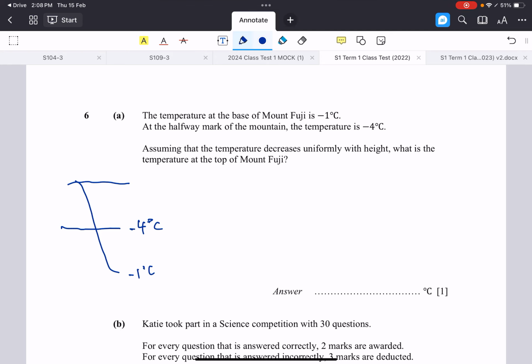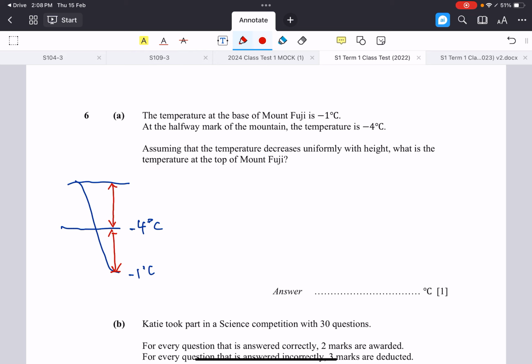Okay. So what we know is that since it's uniform, this difference here must be the same as this difference here, right? So what is the difference here? Okay, from -1 to -4 is actually 3 units. So from -4 up here, this one must be 3 units.